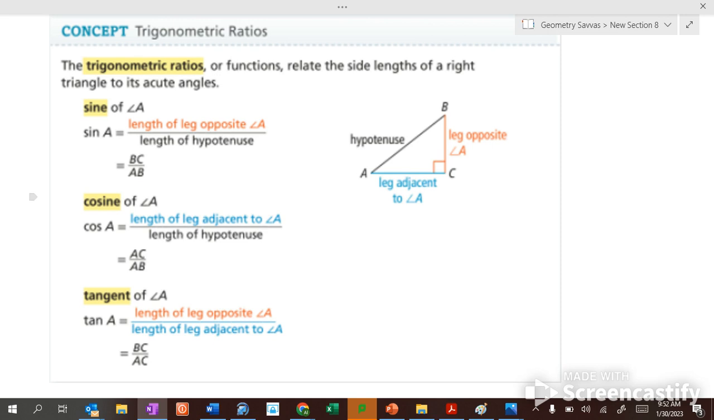SOHCAHTOA says that the sine is the opposite over the hypotenuse, the cosine is the adjacent over the hypotenuse, and the tangent is the opposite over adjacent. Okay? You just got to know those. We'll use that the rest of the chapter. Sine, cosine, and tangent. And you have to know how they work with each other.